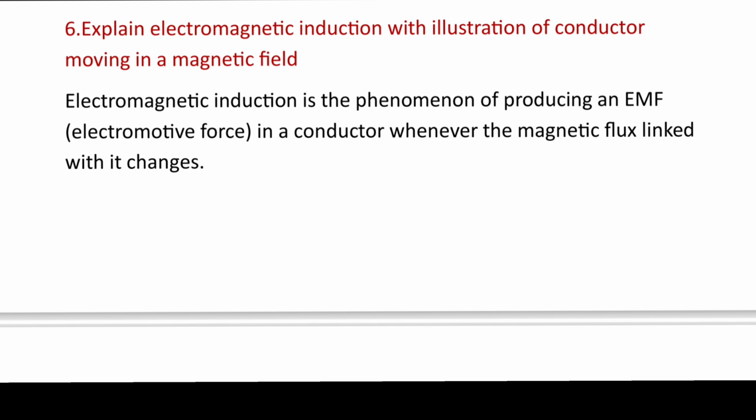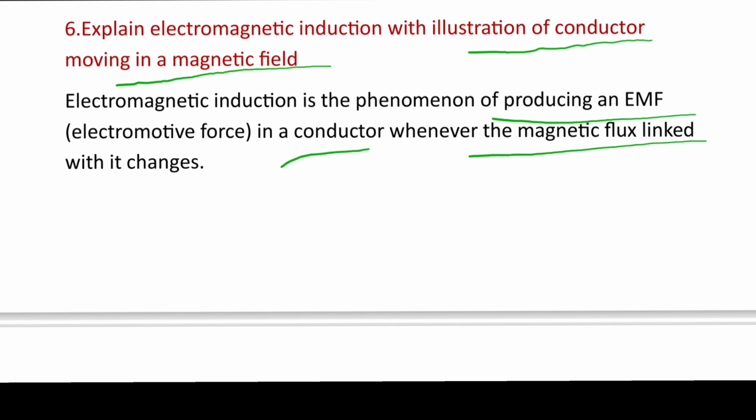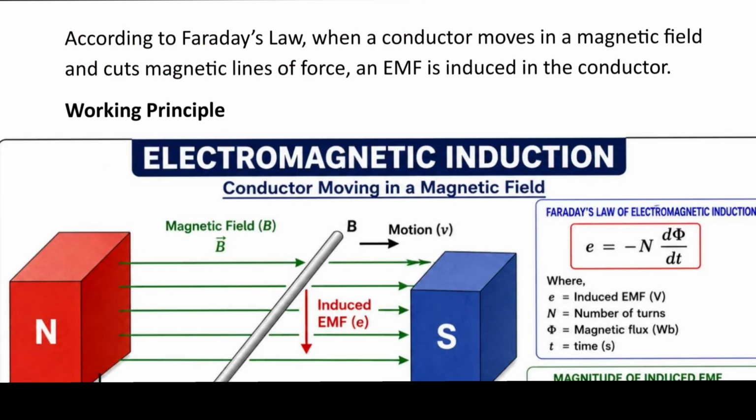Next is electromagnetic induction with an illustration of a conductor moving in a magnetic field. Before going to that, what do you mean by electromagnetic induction? Electromagnetic induction is a phenomenon of producing EMF, or electromotive force, in a conductor when the magnetic flux linked with it changes. This depends upon Faraday's law. When a conductor moves in a magnetic field and cuts magnetic lines of force, EMF is induced in the conductor.